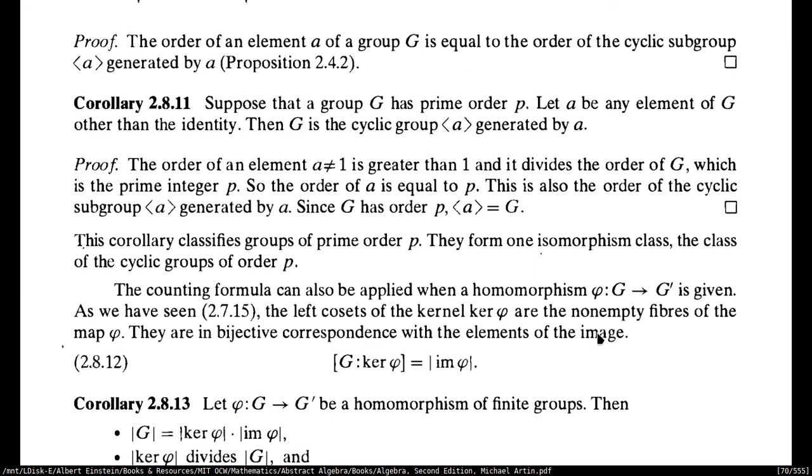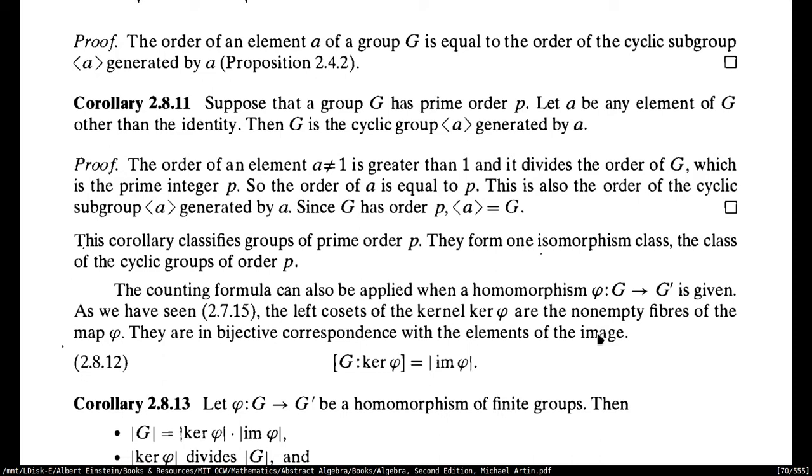Okay, that makes sense. So then you have the counting formula. When you apply that to a homomorphism, which we've seen before, the left cosets of the kernel are the non-empty fibers of the map phi, right? So they are the preimages, and they are in bijective correspondence with the elements of the image, right?